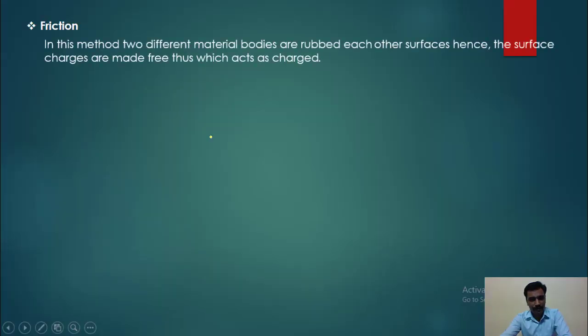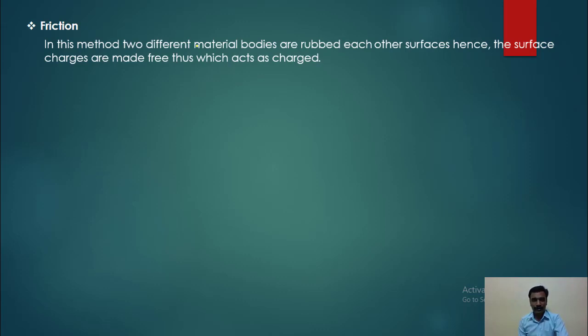Next one is charging by friction. In this method, both bodies may be charged or may not be charged. For a moment, consider both are uncharged, with no charge on the two bodies. So the first body is rubbed on the second body, or each other. Because of this rubbing, friction is produced, and because of friction, the outermost orbit electrons, which are very weakly bonded to the nucleus of the respective atoms, are transferred to the other body.